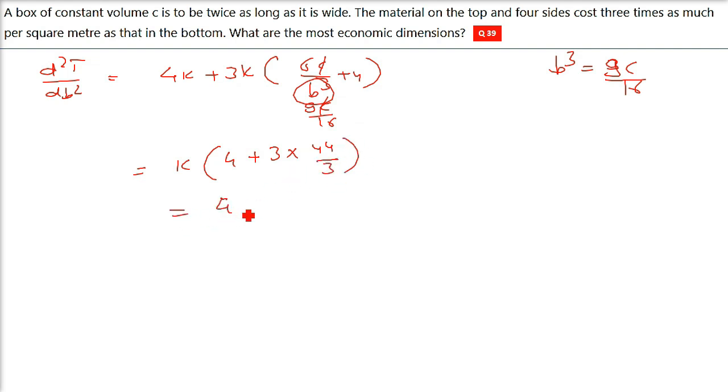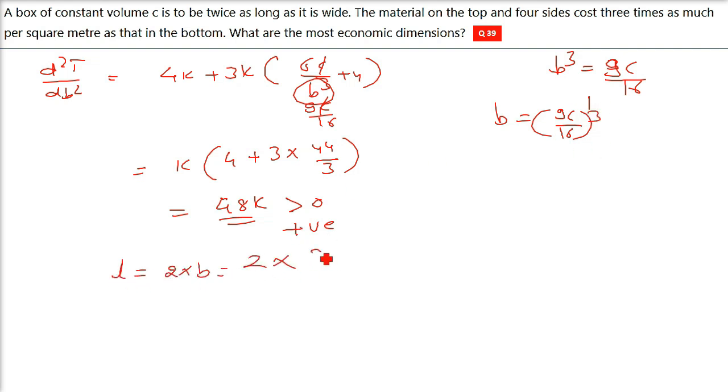Whatever it comes, I am not worried about the content, I am more worried about the sign. It is greater than 0, it's positive now. So this all happened. B is 9C by 16 to the power 1 by 3. And from equations 1 and 2, length was, if you remember, twice of B. So 2 into 9C by 16 to the power 1 by 3.